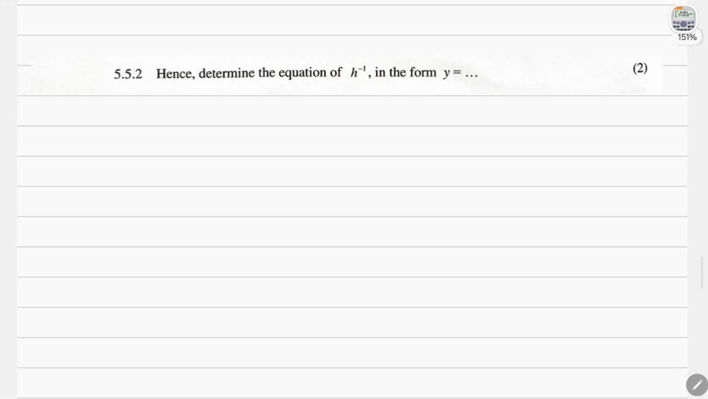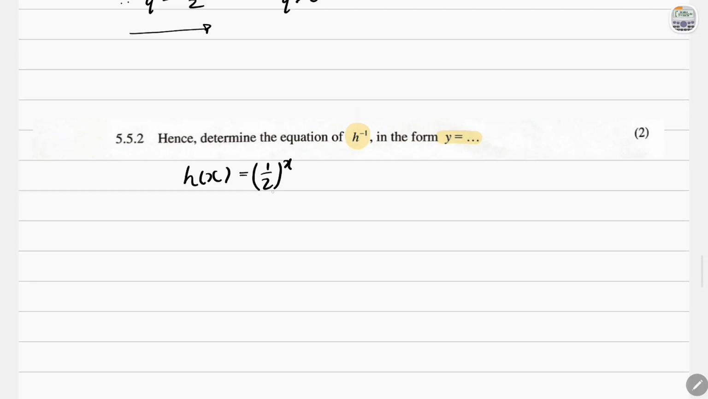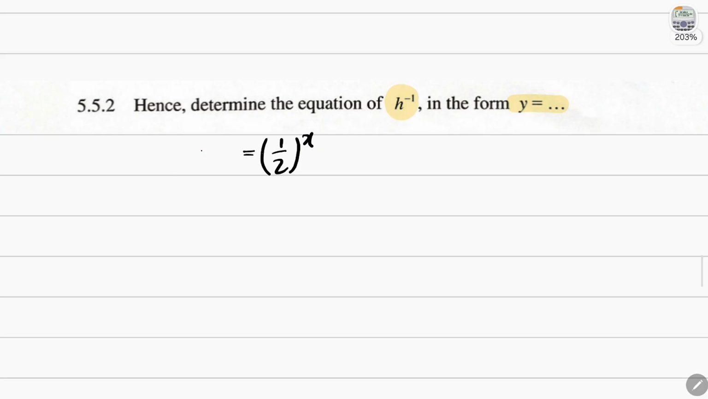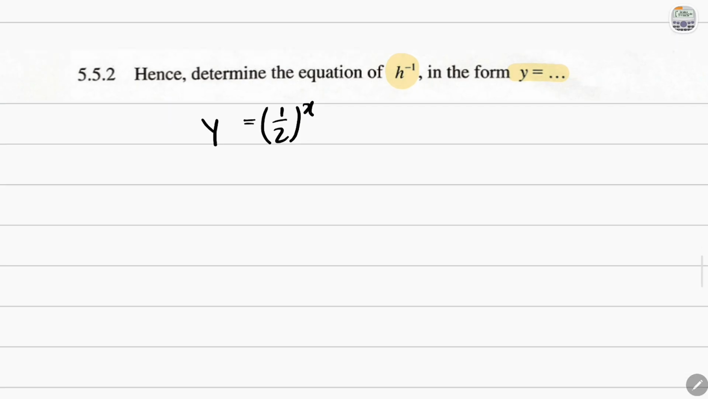Question 5.5.2 says, hence determine the equation of the inverse of h in the form of y equals. Okay, so we know now that the graph of h is y equals a half to the power of x, because we found out what q was. So let's just write it as y equals. And so to find the inverse, we first swap the x and y values. So now this is x equals a half raised to the power of y.